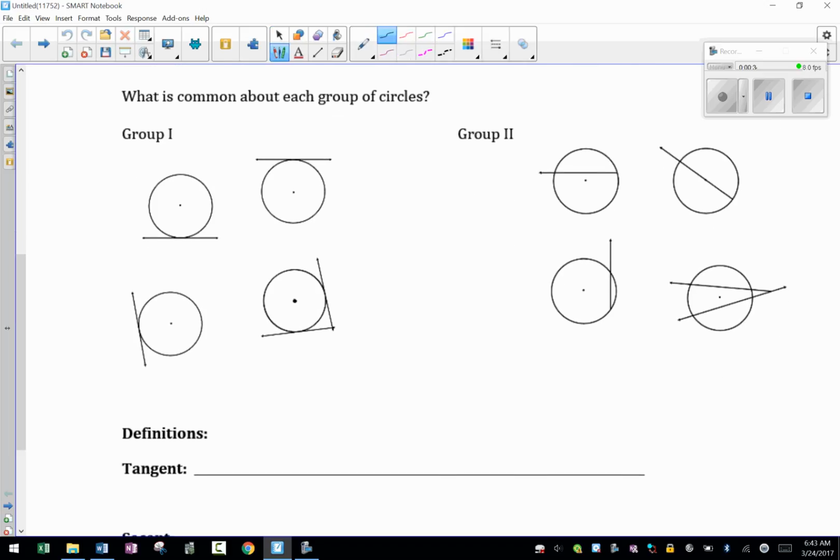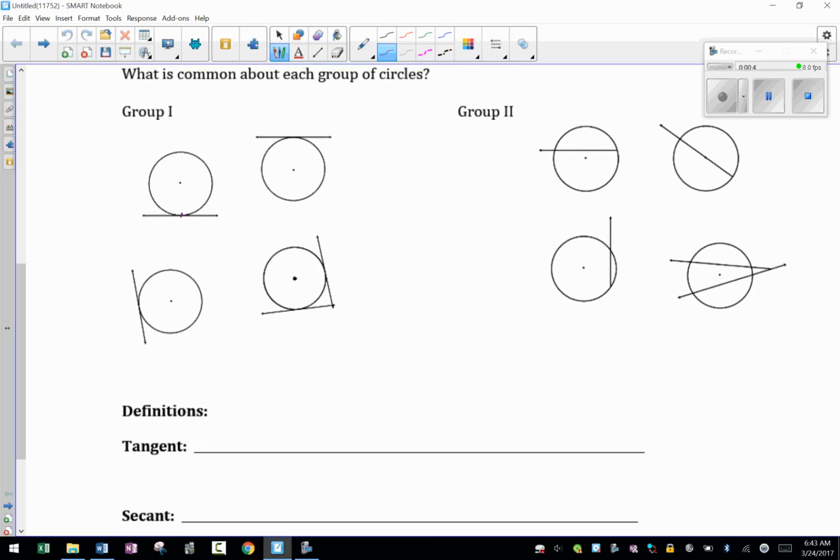But I'm going to jump down here to do the stuff that you don't know how to do yet and start here. What's common about each group of circles? Well, if you look at it, you should see some similarities and differences between the two groups. But basically, what you should notice in this group is that all of these lines touch at one point and only one point, whereas these lines pierce through the circle.